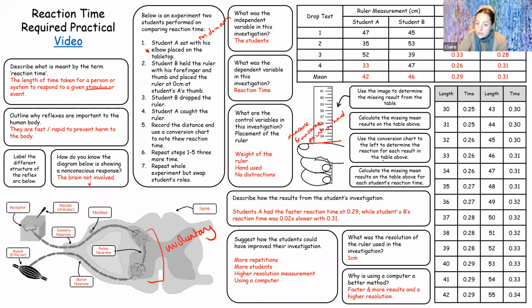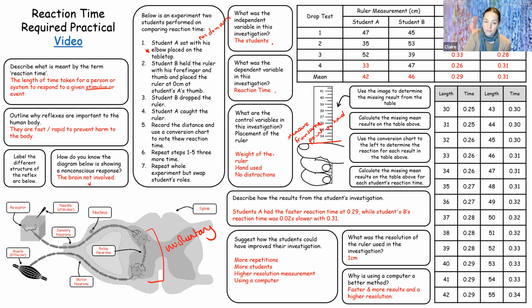We still calculate the mean. Yeah, no, I missed it. That's fine. So with this practical, you need to know independent, dependent, and your control variables. Here, your independent, that's what you're changing, is the student. Dependent is your reaction time. You're measuring the distance, but then you're using the table to calculate the reaction time, which is over here, and you'll always be given that reaction sheet, so don't worry about that.